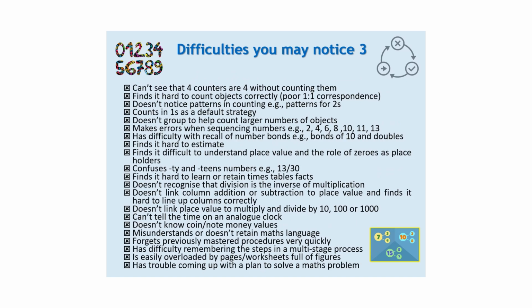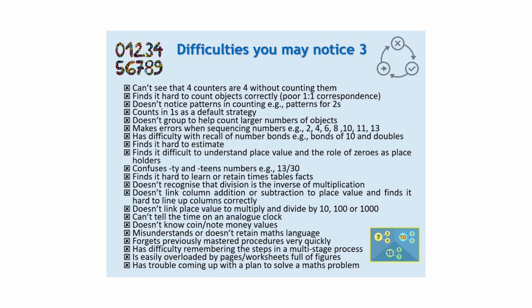Difficulties you may notice. 3. Can't see that 4 counters are 4 without counting them. Finds it hard to count objects correctly. Poor one-to-one correspondence. Doesn't notice patterns in counting. For example, patterns for 2s. Counts in 1s as a default strategy. Doesn't group to help count larger numbers of objects.